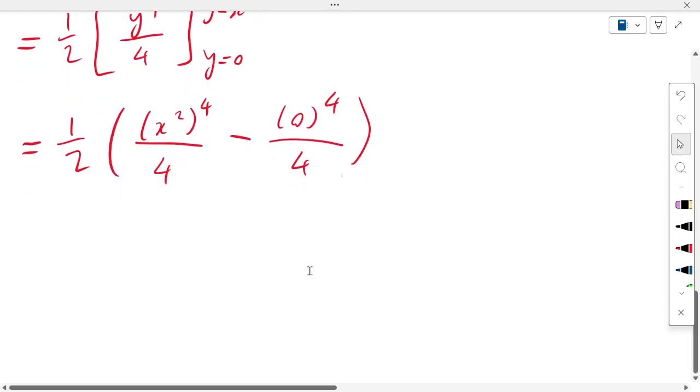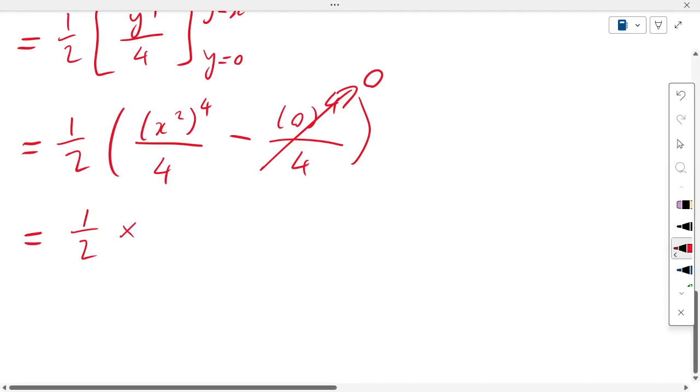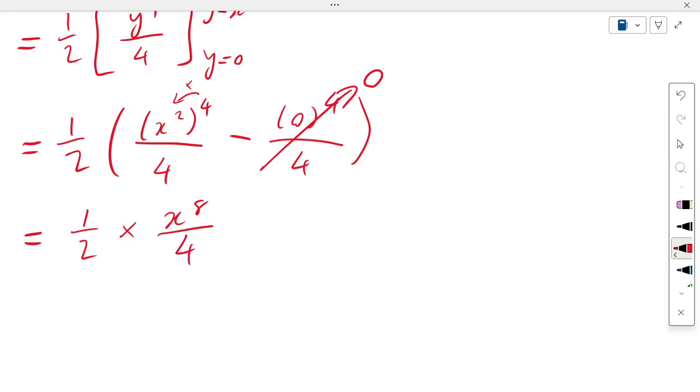Now we just simplify further. We know that this can become 0, so we don't have to include that. Then therefore it's going to be a half multiplied by x to the power of 2, all raised to the power of 4. We know that these two are going to multiply each other due to exponent laws. Therefore it's going to be x to the power of 8, divided by 4. And then this will simplify to x to the power of 8 divided by, 2 times 4, which is equal to 8.